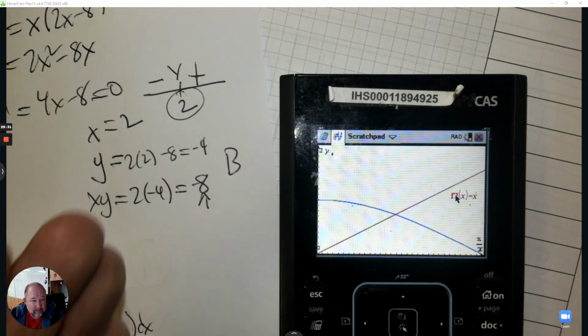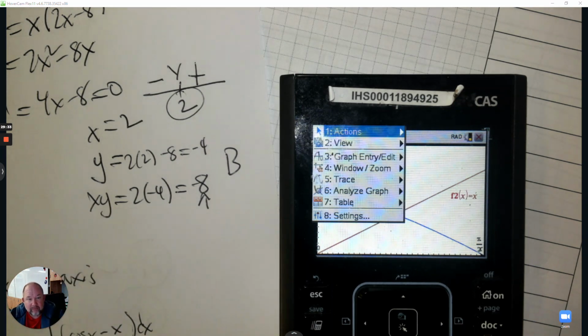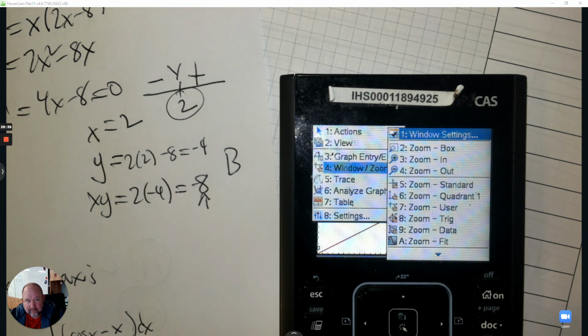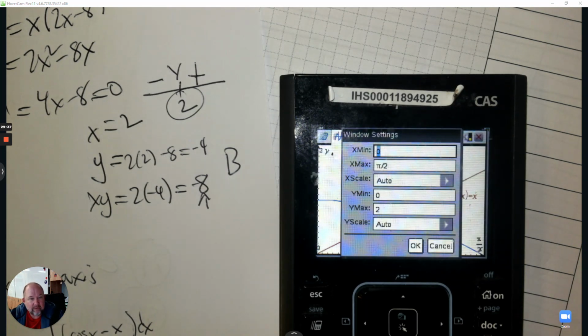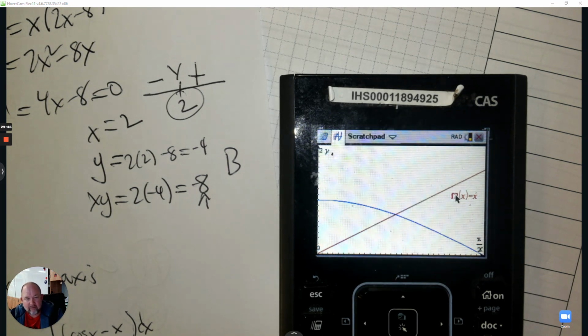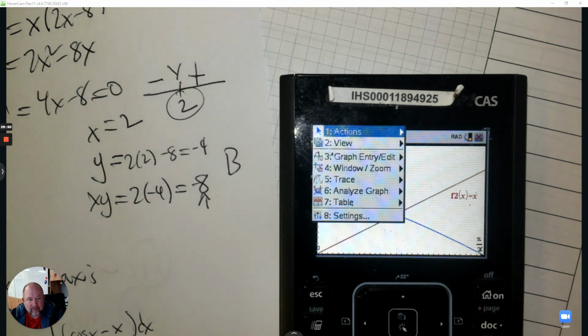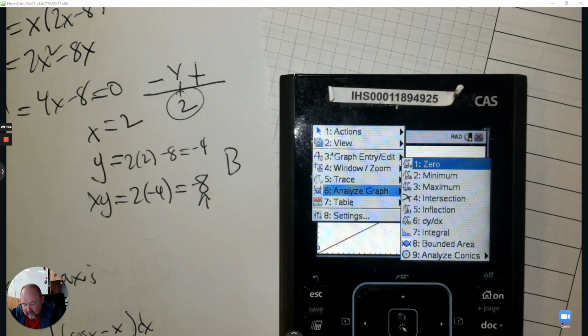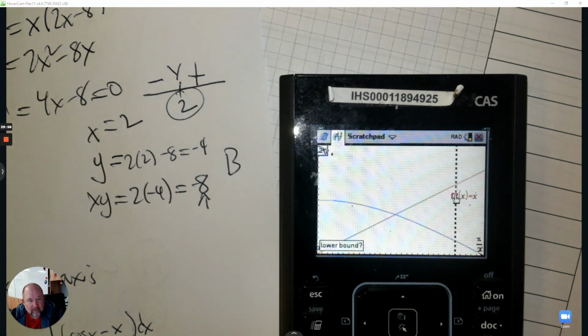Now that actually happens to be a good window. So if you press menu and your window's off, these are the settings I used. So I went from 0 to pi over 2 and 0 to 2. So those are the window settings I used so that I see what I need. I just need to see where they cross. Then I can press menu, I can go analyze, and I can go point of intersection. So number 4, and I said what's the lower?